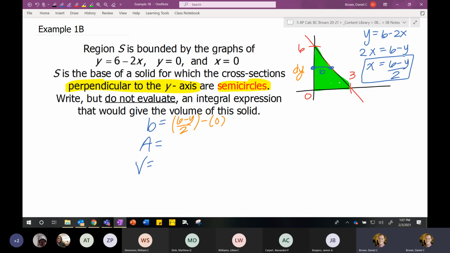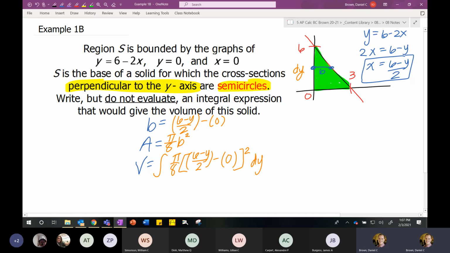We're still dealing with semicircles. What's the area of a semicircle? The area of a semicircle is pi over 8 b squared, when b is representing the diameter. And then we know that volume is the integral of area. So we're going to integrate the area formula. What is the area formula? Pi over 8 b squared, and we're doing this with respect to dy. What was the b? 6 minus y over 2 minus the 0.